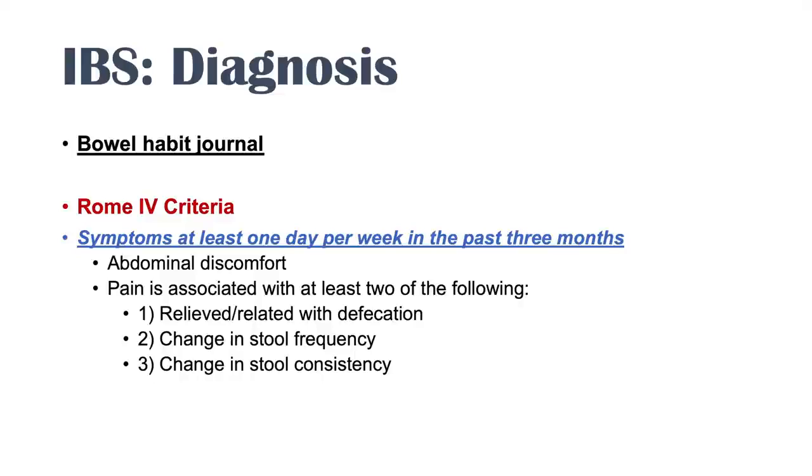So these symptoms have to occur at least 1 day per week over a span of at least 3 months. So at least 1 day per week of abdominal discomfort that is associated with 2 of those 3 criteria we talked about, and it has to occur each week for at least 3 months. That's the Rome 4 criteria. That's how we make the diagnosis of IBS.